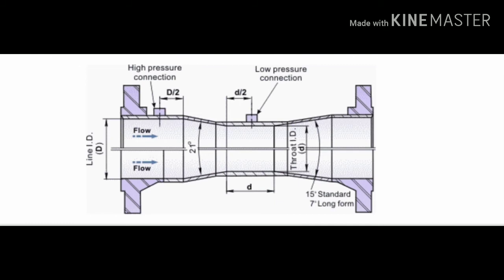Flow rate through a pipe is measured by venturimeter. And the coefficient of discharge in terms of Cv and Cc, that is coefficient of velocity and coefficient of contraction, gives coefficient of velocity into coefficient of contraction.